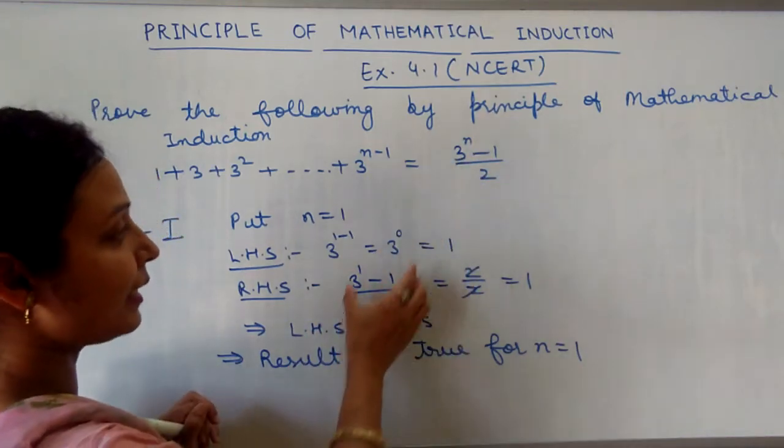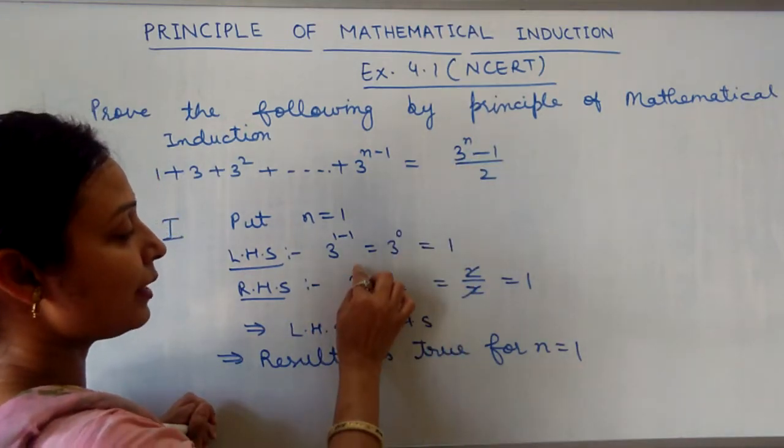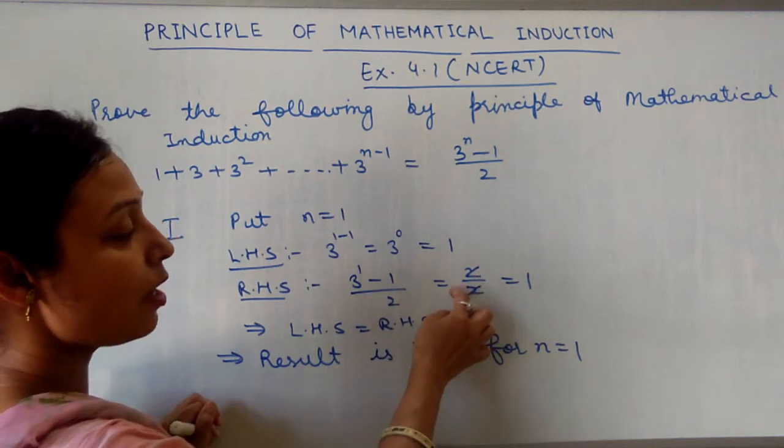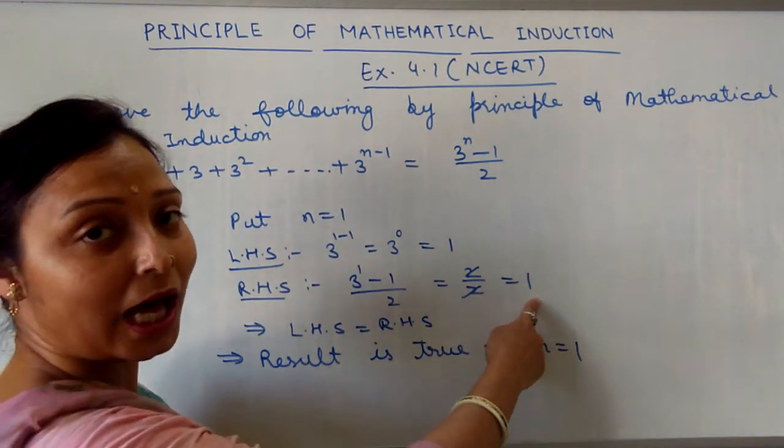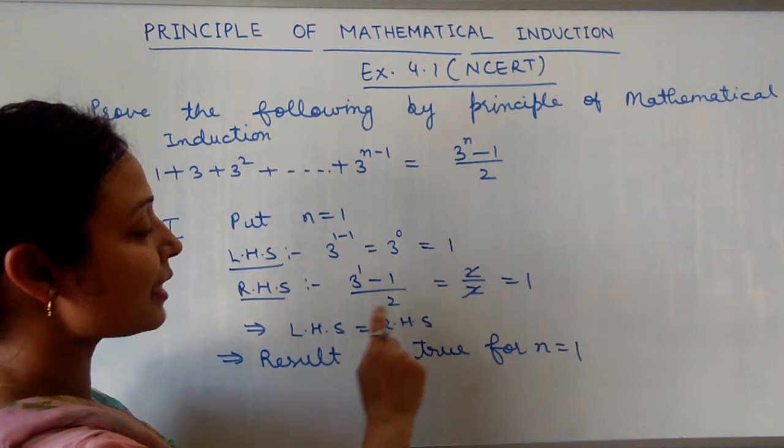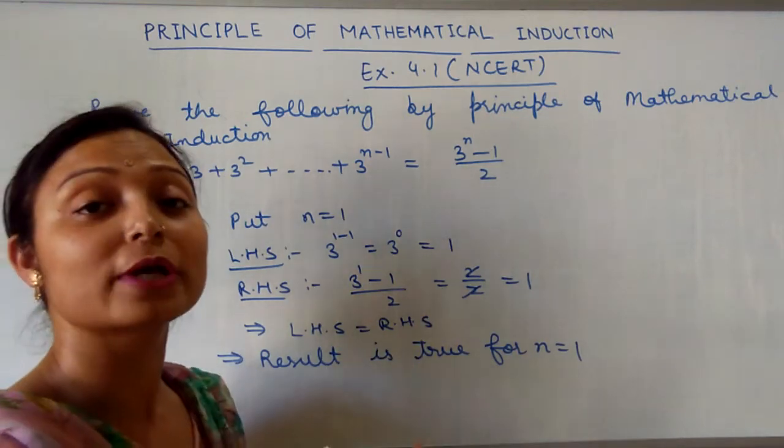Now take the right hand side, take the general value, put the value of n, that is 1. 3 minus 1, that is 2. After cancellation we have 1. The left hand side equals the right hand side, the result is true for n equals 1.